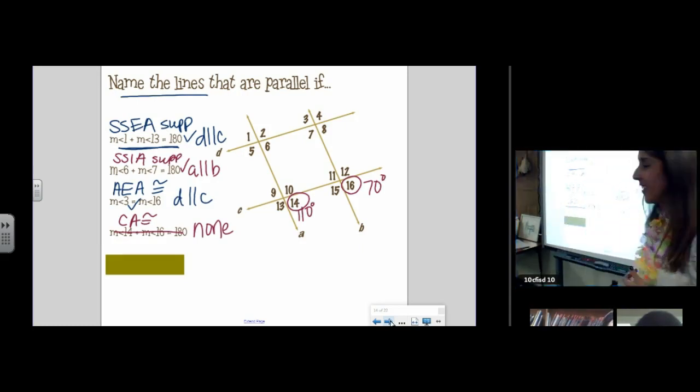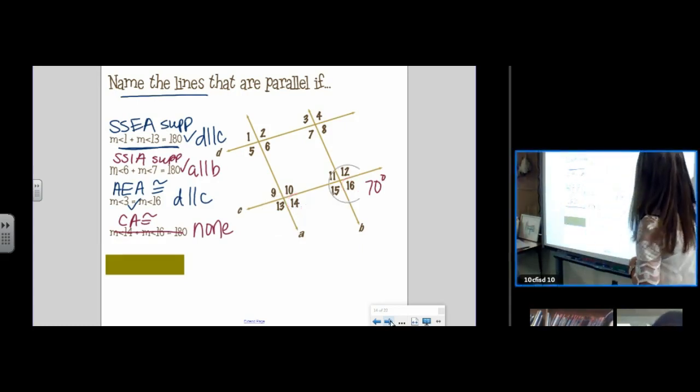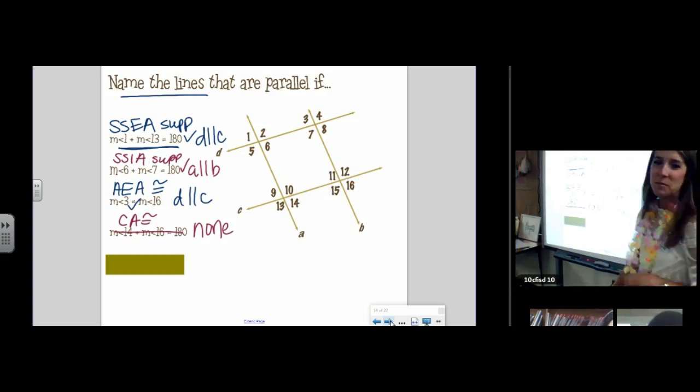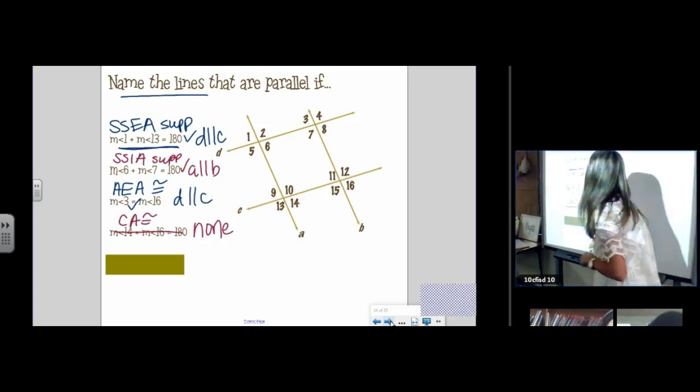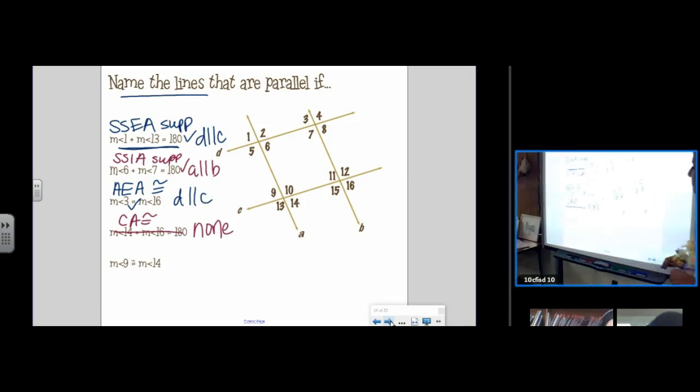Is that a word? If it is a word, I want to use it all the time. Perpendicularity. Okay, last one on this page.